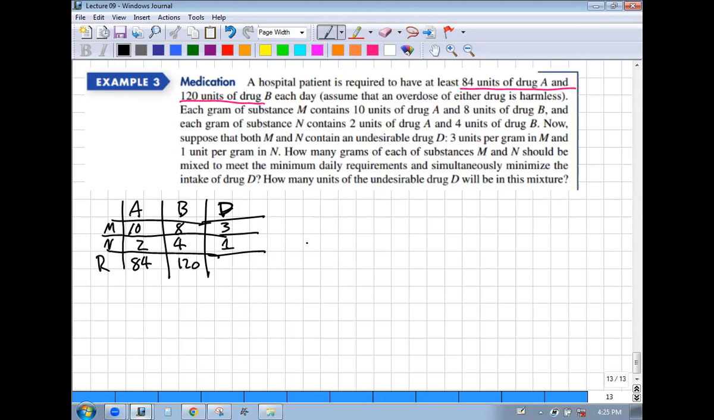All right, so we want to minimize drug D, right? We have 3 for M and 1 for N, 1 gram times the number of units. So these are in units. That's what D is, the undesirable, so that's what we want to minimize. This D is our old Z. Now what are our variables, A or B? How many grams of each substance, M and N? So M and N are our variables. They are X and Y.